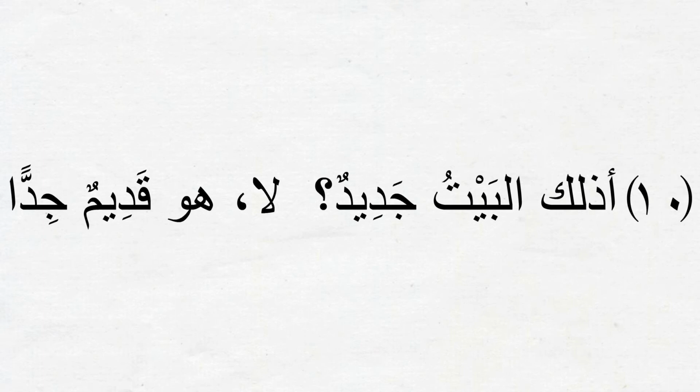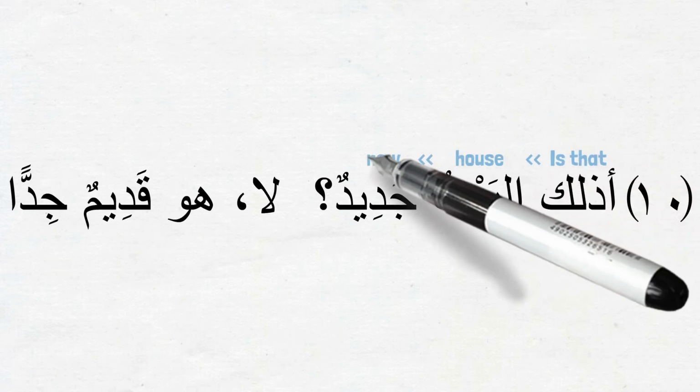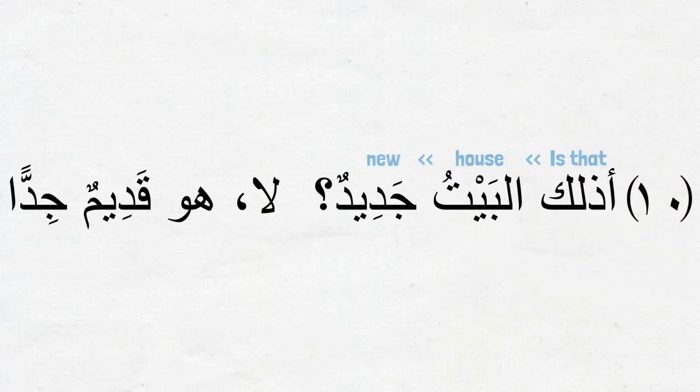Sentence 10. أذلك البيت جديد؟ لا، هو قديم جدا. The question is: is that house new? And the response is: no, it is very old. Remember from lesson 6, the word جدا means very. So قديم جدا means very old.